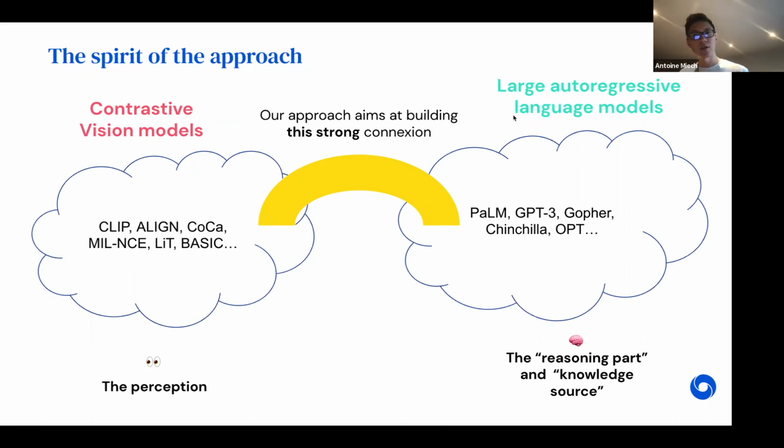On the other hand, we have these very strong, large autoregressive language models like GPT-3, Gopher, Chinchilla, and PaLM. These are very large language models, with several hundreds of billions of parameters, that are very good at generating text, and they have been shown to be very good at some kind of reasoning and knowledge retrieval. This is quite appealing because that's something we would also like to have in vision language models, but it's not what we currently have with models such as CLIP or ALIGN. So the spirit of the approach was to bridge these two families of approaches to have the best of both worlds: a very good perception model as well as a very good model that can reason and has very good outside knowledge retrieval capability.